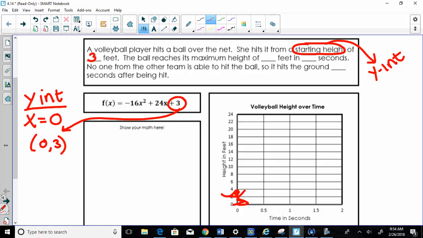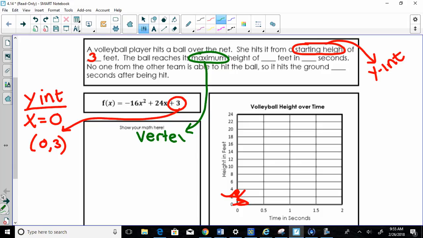It says the ball reaches its maximum. What's another word for maximum? The highest. Maximum would be your highest point. What do we call that? Starts with a V. Vertex, right? So we're looking for the vertex.